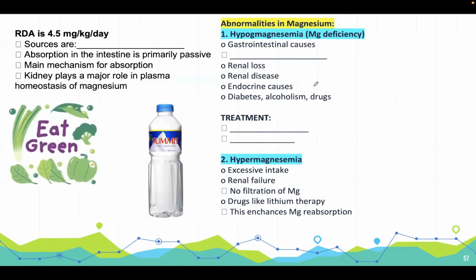And then, what are the main sources of your magnesium? We have our green vegetables, and also our mineral water. Our mineral water mostly contains ions, and one of which is your magnesium.